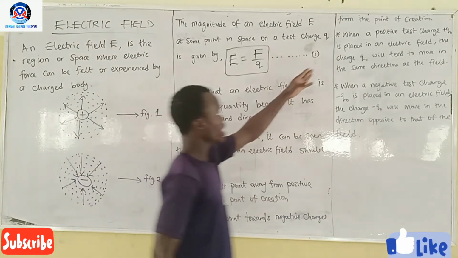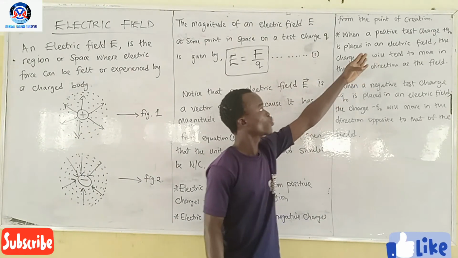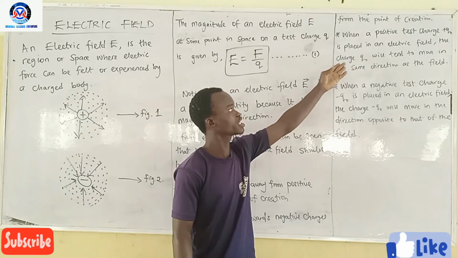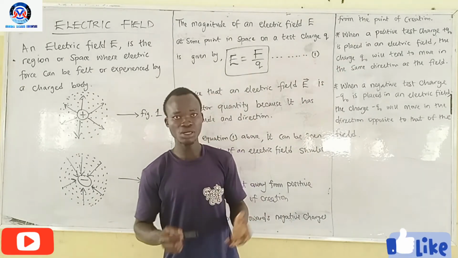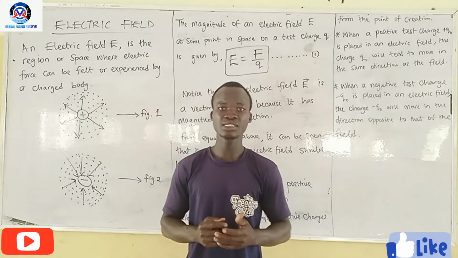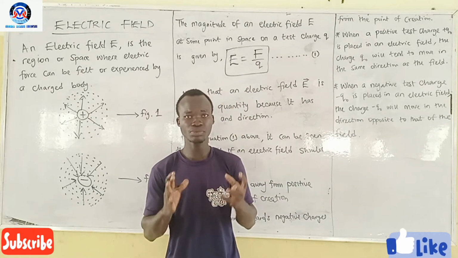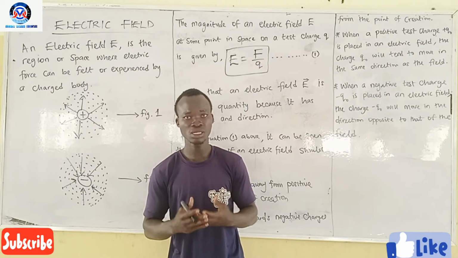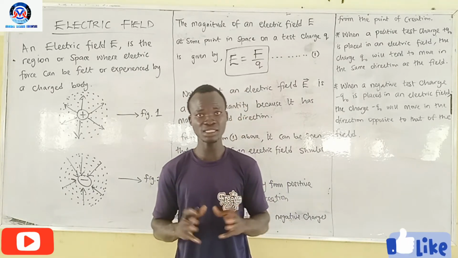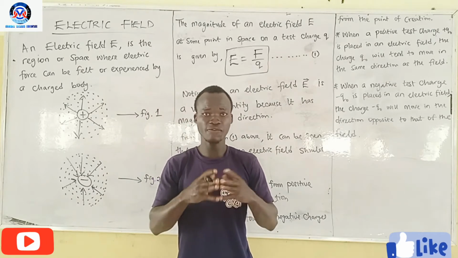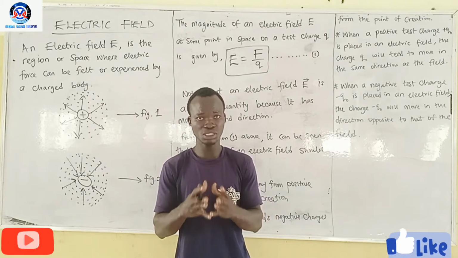Now, when a positive test charge Q naught is placed in an electric field, what happens to the charge? We understand what an electric field is. An electric field is the region or space where electric force can be felt or experienced by a charged body. Quite simple and easy. So we know where to find an electric field and what causes it.